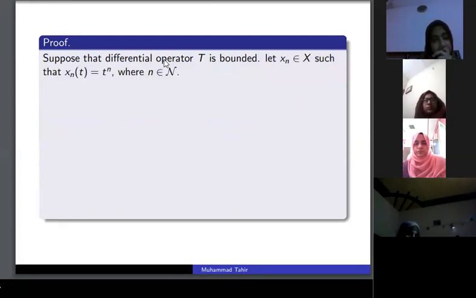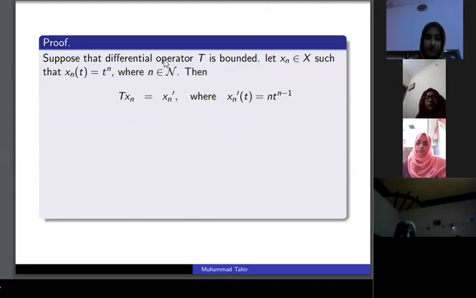Let x_n belong to X such that x_n(t) is simply t raised to the power n. So x_1 will be t, x_2 will be t squared, x_3 will be t cubed. All these are polynomials. Then what is the derivative of t raised to the power n? T x_n is x_n prime, where x_n prime is n t raised to the power n minus 1, because the derivative of t raised to the power n is n times t raised to the power n minus 1.